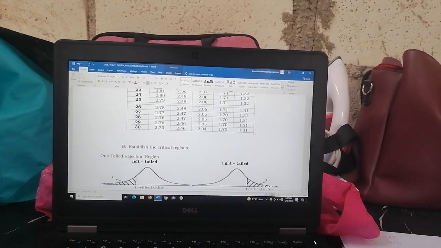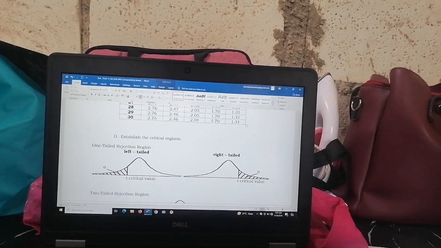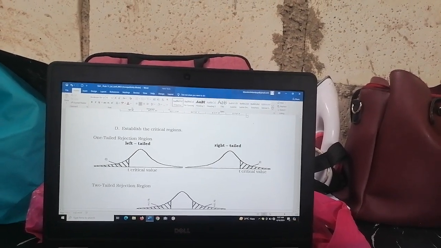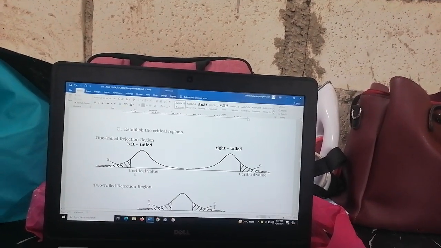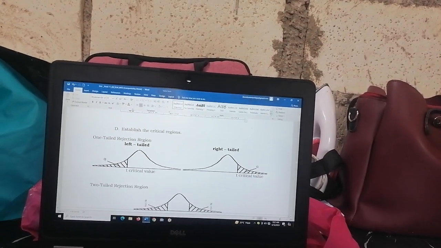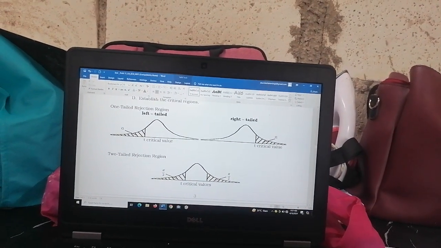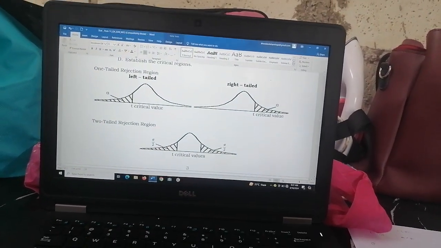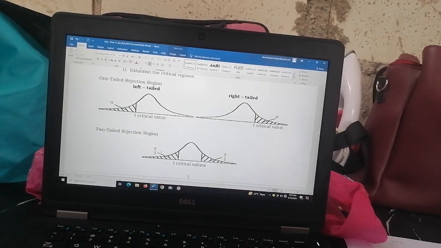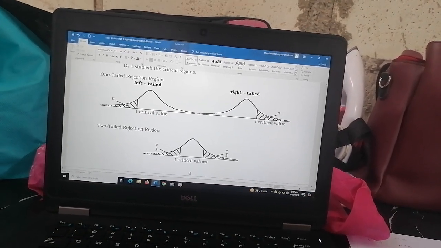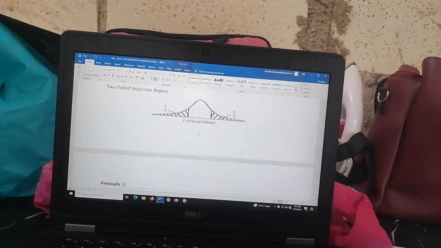So for letter D, establish the critical region. From the information earlier, like the level of significance, the rejection region, and the T-critical values, of course you need to draw. So kindly indicate the alpha. If it is two-tailed, you must divide your alpha by 2. I already taught you that.